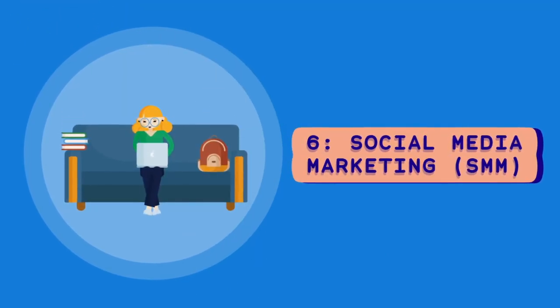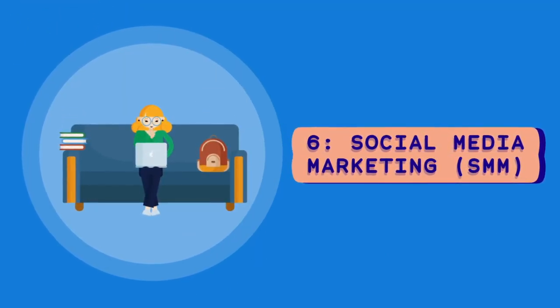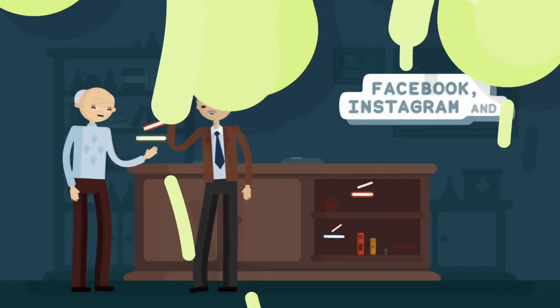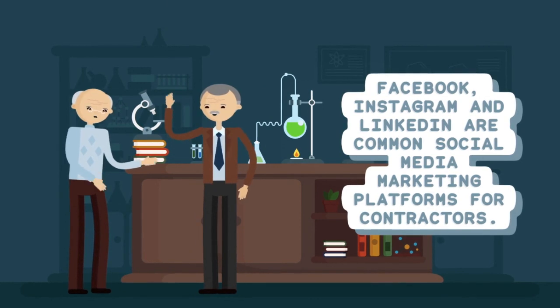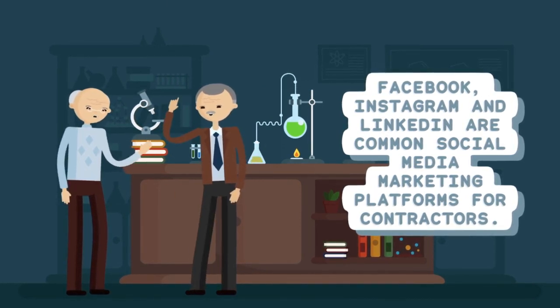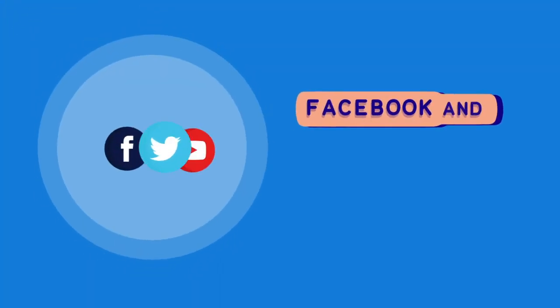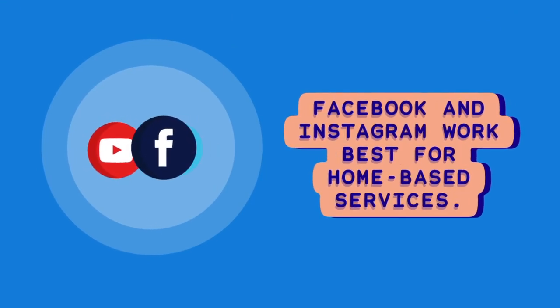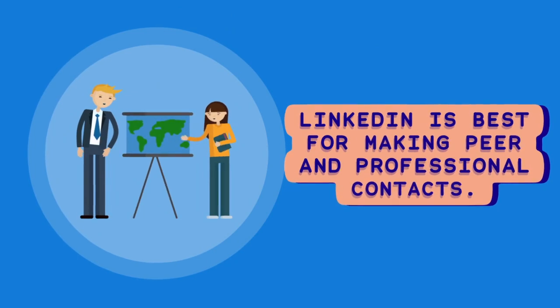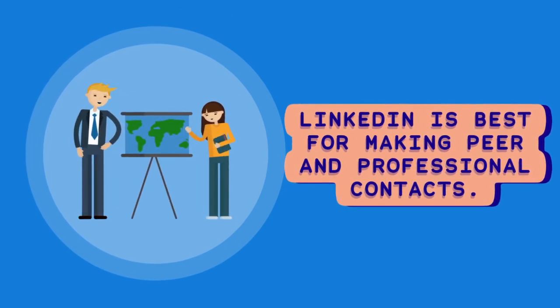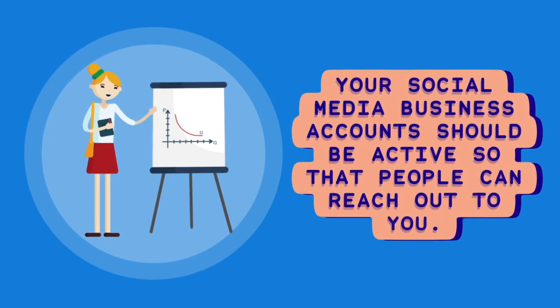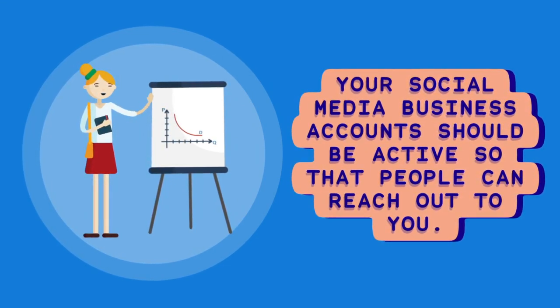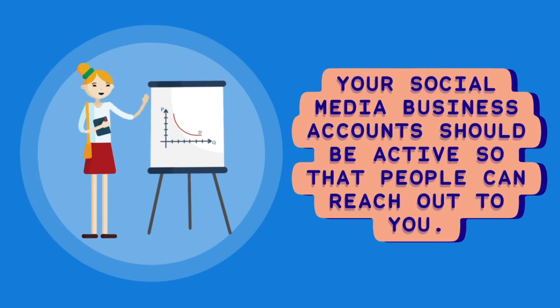6. Social media marketing. Facebook, Instagram, and LinkedIn are common social media marketing platforms for contractors. Facebook and Instagram work best for home-based services. LinkedIn is best for making peer and professional contacts. Make sure your social media business accounts are active, so that people can reach out to you.